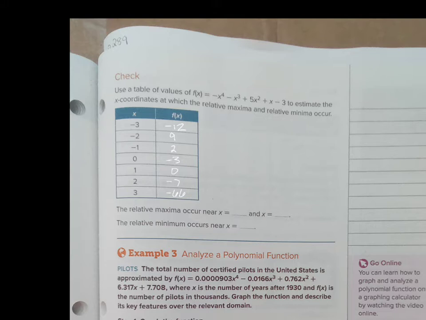All right, so let's look at the check. It says use a table of values of this function to estimate, and again, we're just estimating, the x-coordinates at which the relative maxima and relative minima occur. So remember, we're looking for values that are bigger than the surrounding values.